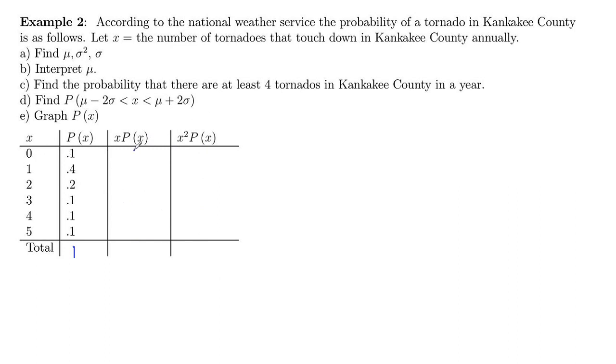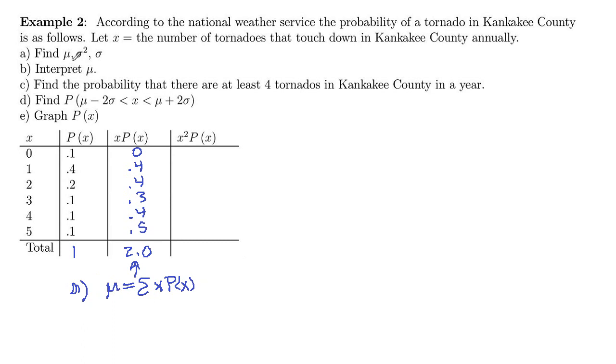So 0 times 0.1, 0. 1 times 0.4, 0.4. 2 times 0.2, 0.4. 3 times 0.1, 0.3, 4 times 0.1, 0.4, and 5 times 0.1, 0.5. So if we add these up, let's see, so 8, 7, 15, 22.0. So this is our mean, which is the sum of x times probability column. So that's part A.